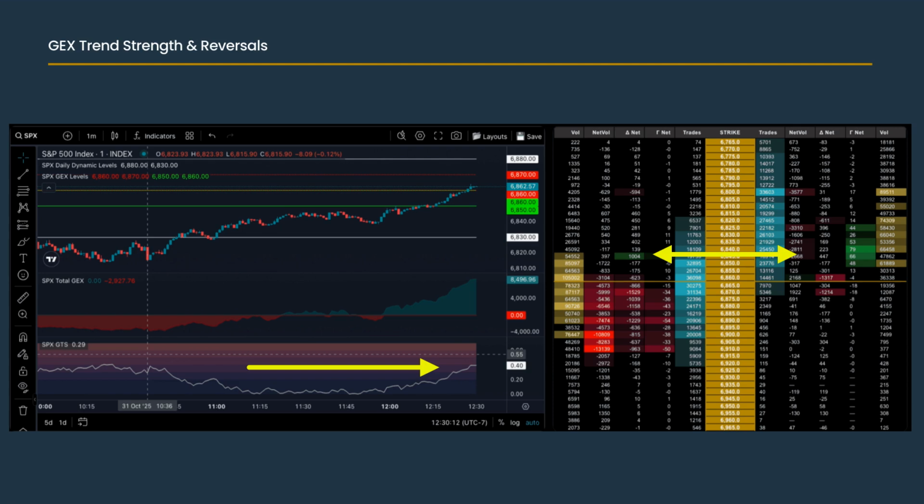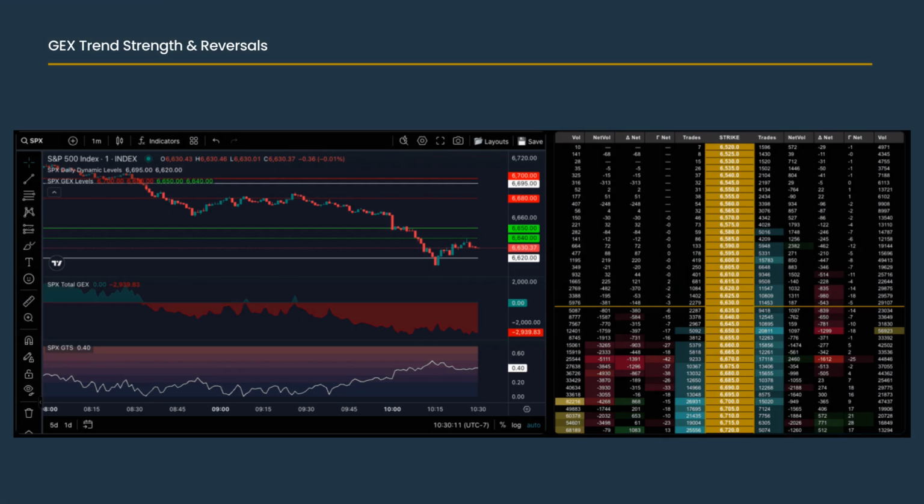When a shift is paired with a GEX Trend Strength reading of 0.3 or higher, it indicates that the new directional flow has gained control, transforming the market environment from containment to expansion. Now let's look at a trend reversal where GTS failed to rise, preventing price from breaking through the sold levels.